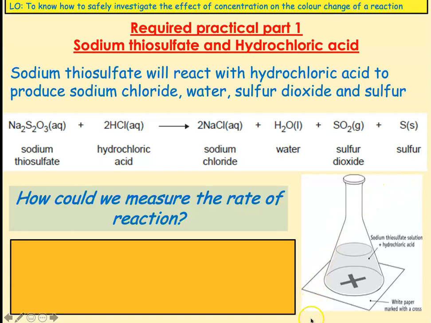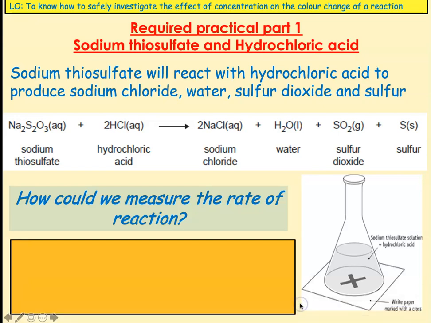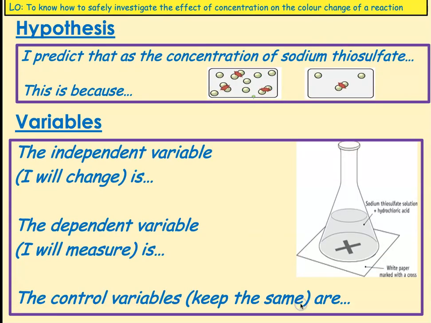I want you to pause the video now and see if you can remember from the last screencast what we do. Okay, what we do is we record the time taken for a cross underneath the reaction to disappear. The reaction will turn cloudy as more and more sulfur is being made, and when we can't see the cross, we think that the reaction's finished. So therefore, that is the rate of reaction.